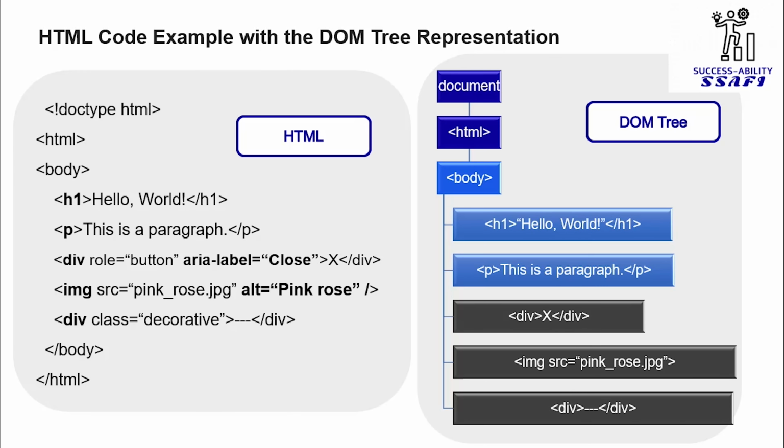Now that we covered the anatomy of an HTML tag, let's take a look at this code snippet and see what the DOM tree representation of this is. So our HTML document often starts with a doctype, which indicates that this is a document in HTML5 format. We have an HTML tag, which contains all the other elements of an HTML file. It often contains a head section and a body.